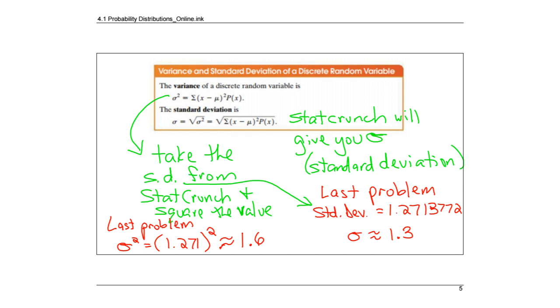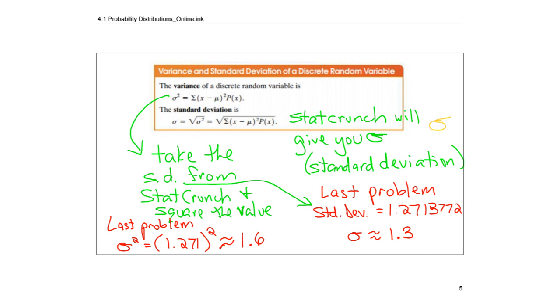Don't panic when you see these formulas. We're not going to be doing these formulas. We're going to let StatCrunch do the work for us. But remember, StatCrunch only gave us standard deviation, right? They gave us the sigma, the standard deviation. They did not give us the variance, but that's okay. The variance is just the standard deviation squared.